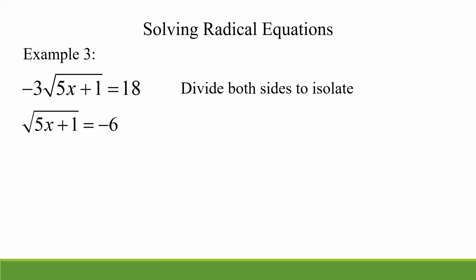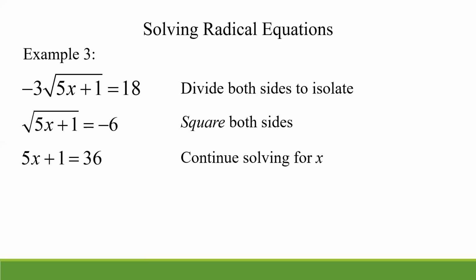And now we can square both sides to get rid of the radical. So we have 5x plus 1 equals 36. Remember, -6 times -6 is 36. Subtract 1 from both sides, you get 35. And then divide by 5, of course, and x equals 7.